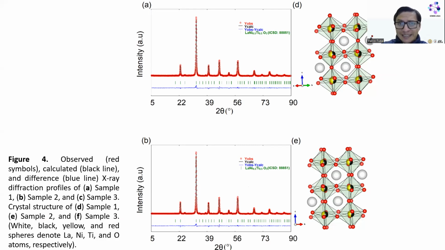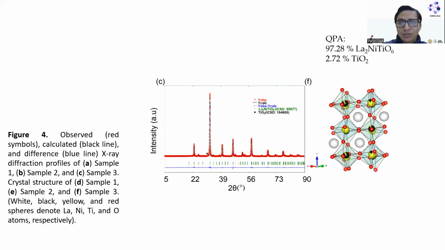It wasn't observed any secondary phase for the case of sample 1 and sample 2. For the case of sample 3, it was observed a titanium oxide phase in a 2.72 percent amount, which means that this last sample was mainly composed of the perovskite phase.